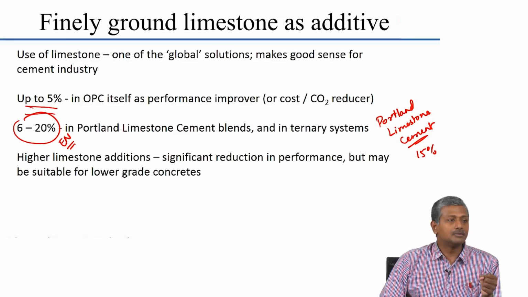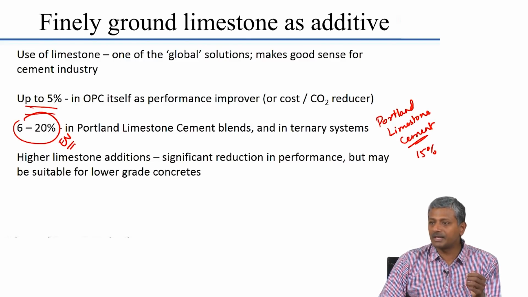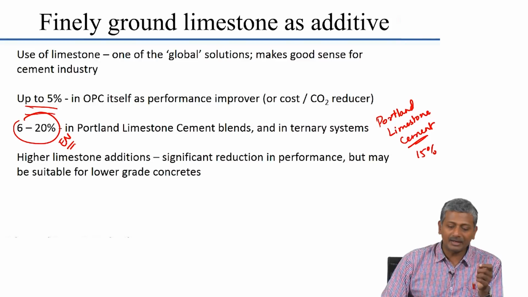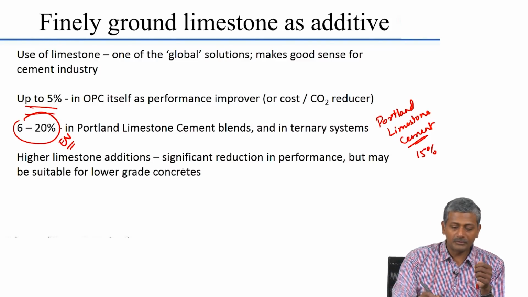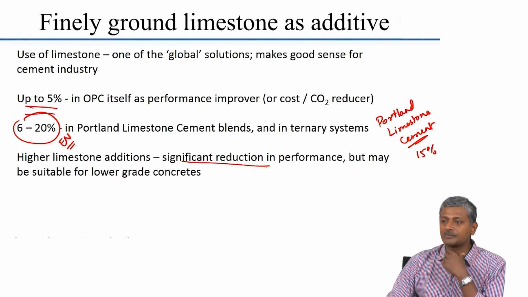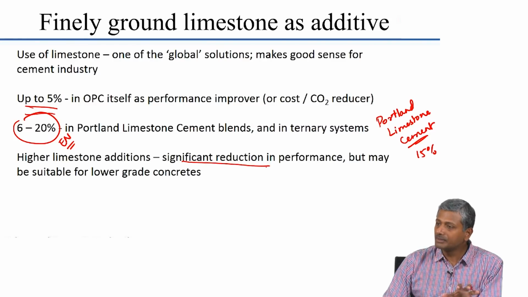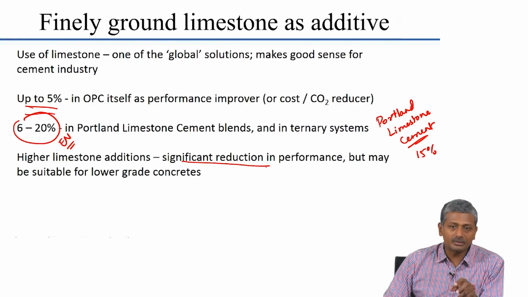The problem is, if you go higher and higher with limestone additions, you are simply replacing cement with a mostly unreactive material. So, the filler effect can only help to a certain extent, but beyond that, since you do not have a reactive material, you may not really get the kind of performance that you want with plain Portland cement mixes. So, with very high replacement levels of limestone, there is a significant reduction in performance. However, that does not mean that we can't use it.